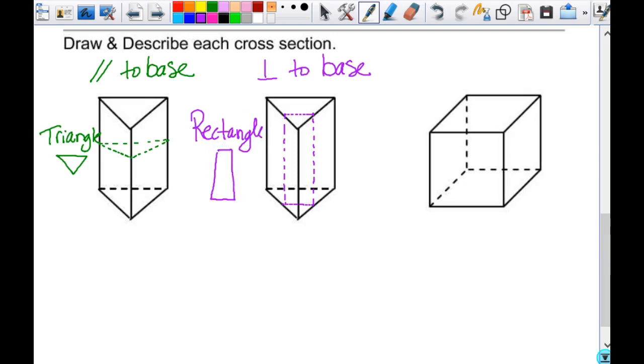Oh, that does not look like a rectangle. It'll respond in just a second. There we go. Let's see if I can draw something that looks a little bit more like a rectangle. That's not great, but it's better.